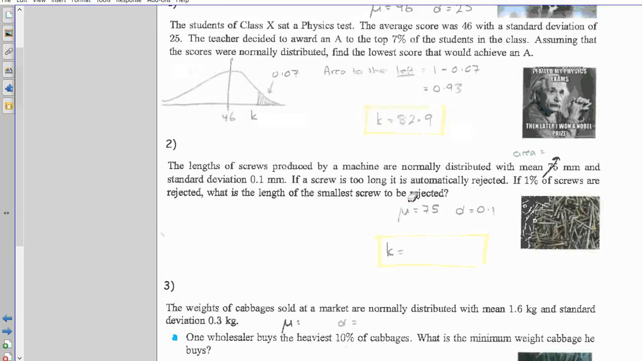If a screw is too long, it is automatically rejected. If 1% of the screws are rejected, try to think, 1%, what area would that be? Divide by 100. 1 divided by 100 is 0.01. So if 1% of the screws are rejected, what is the length of the smallest screw to be rejected? Again, it's a really good idea to try drawing this information.